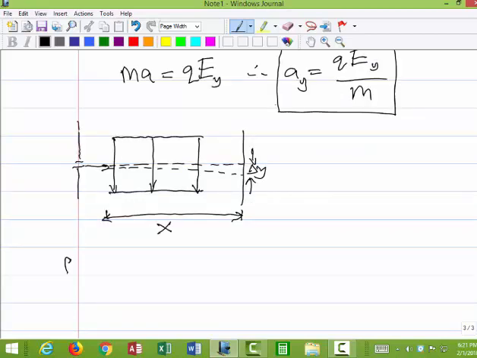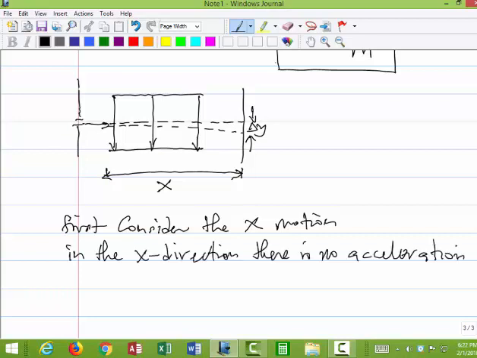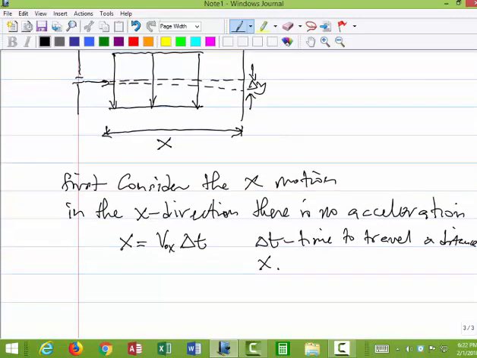First consider the X motion. In the X direction there is no acceleration, since this is all in a vacuum, so there is no air resistance. So we can say that the distance X is equal to the speed v naught x times the time delta t. Delta t is the time to travel a distance x, so it's just the time from one end of the plate to the target.